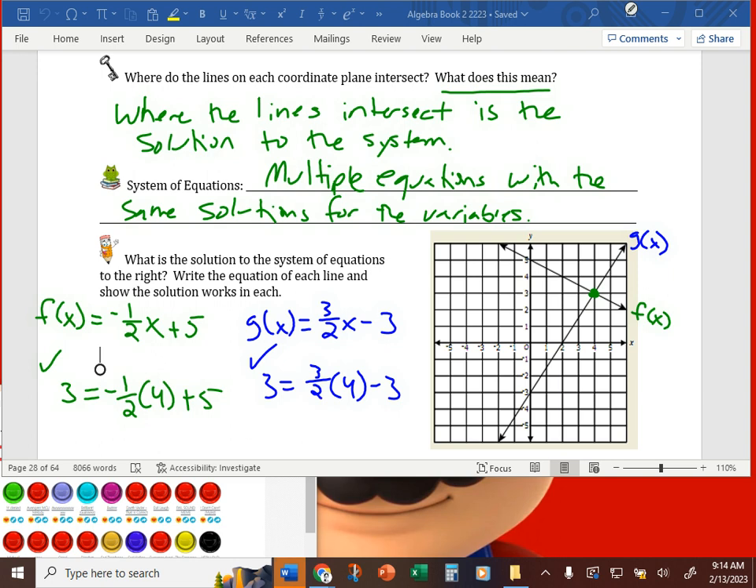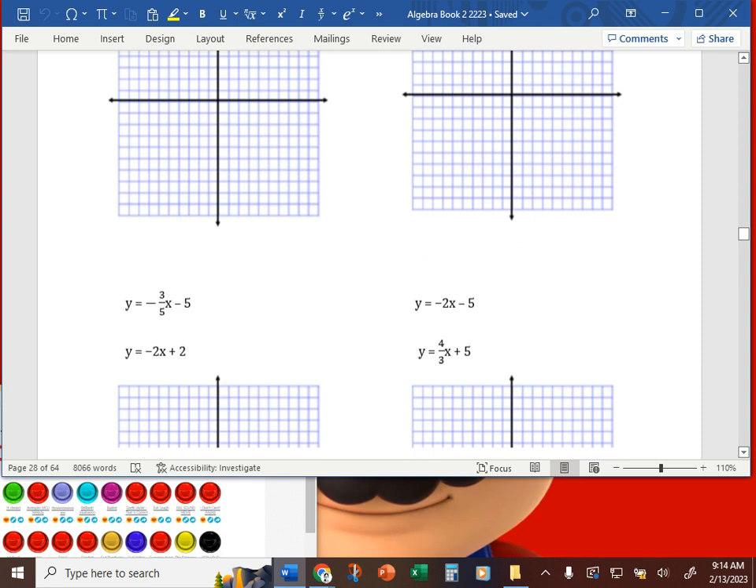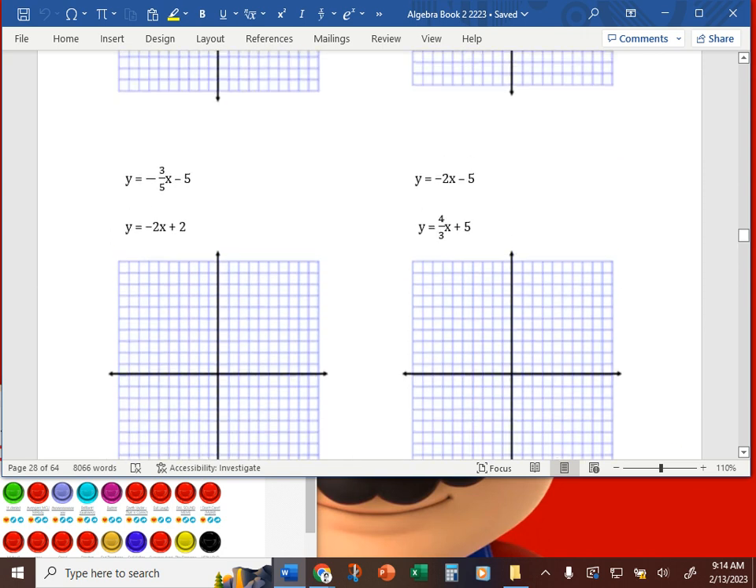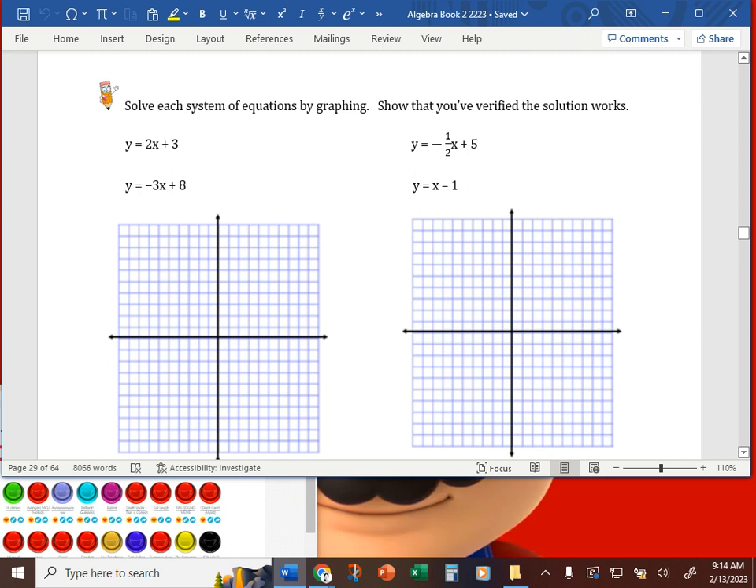Your homework for tomorrow, the second page, gives you 4 of them to do. You are solving each system by graphing. And then show that you verified the solution works. Plug your ordered pair into each equation and show that you verified the solution works.